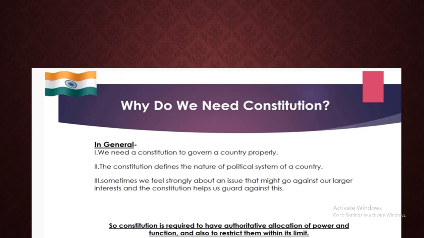So we need to understand that a constitution guards us against interests which might go against the nation or the country at large. So the constitution is required to have the authoritative allocation of power and function, and also to restrict them within its limit.